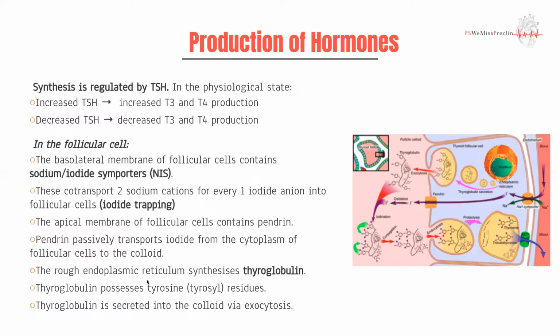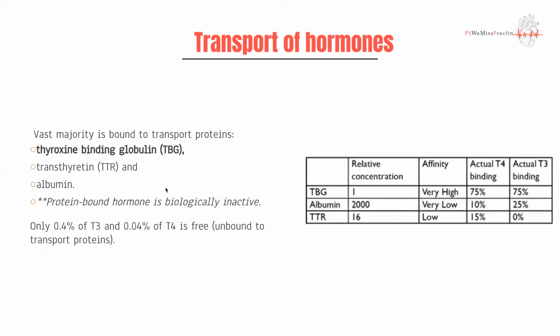Basically, what happens is you have the trapping of the iodide molecules, which together are packaged within the rough endoplasmic reticulum, or the RER, to secrete thyroglobulins. And these thyroglobulin molecules are then secreted into the colloids through exocytosis. And here's a graphical representation of that.